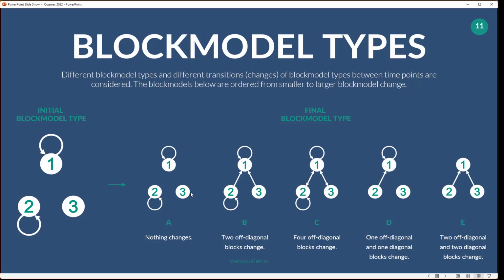And then we have 5 scenarios of block model type transition. They are ordered from the least to the most complex. You can see that the first one is the same as the initial block model type, which means that nothing changes. And then we have some other types of transitions. You can see in this example that all links change if we compare the initial block model type, which is the block model type at the first time point, and this final block model type, which is the block model type in the last time point.